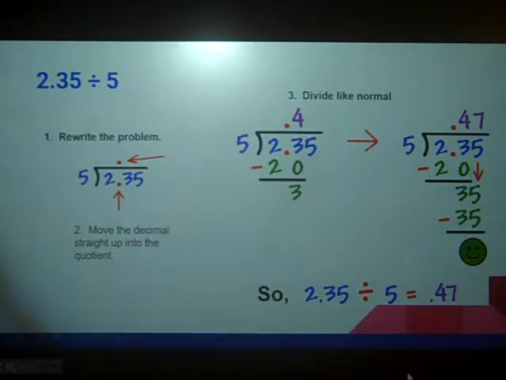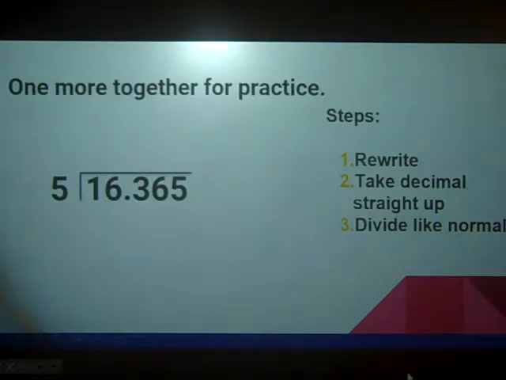We just had that one little bitty extra step of moving the decimal up so that we know where the decimal goes. Okay? Rewrite the problem, move the decimal straight up to the top, and then divide like normal. Okay? All right, so let's do one more practice problem together.